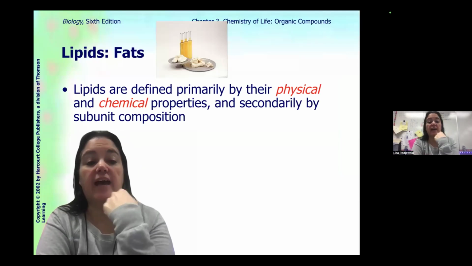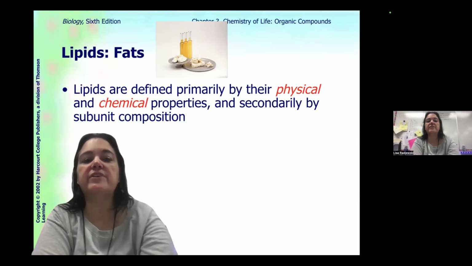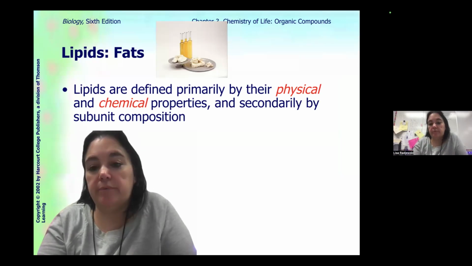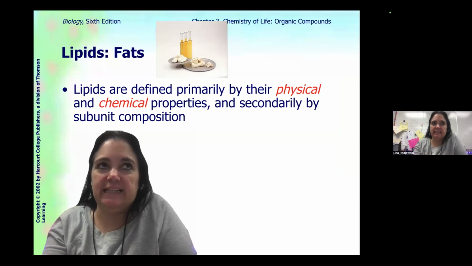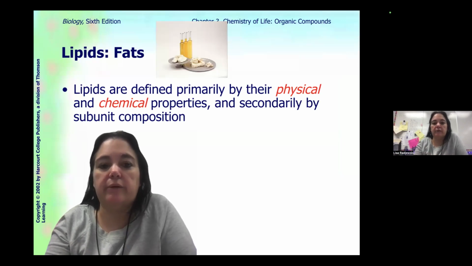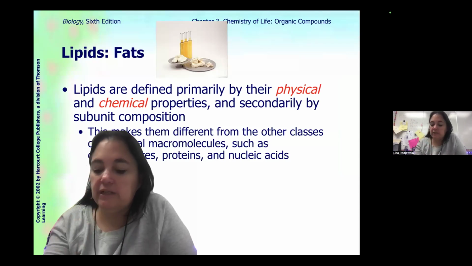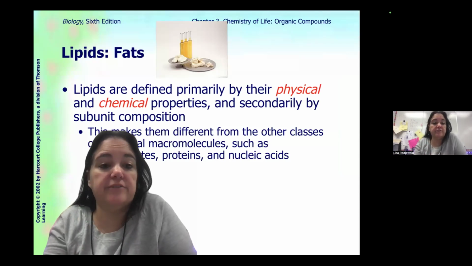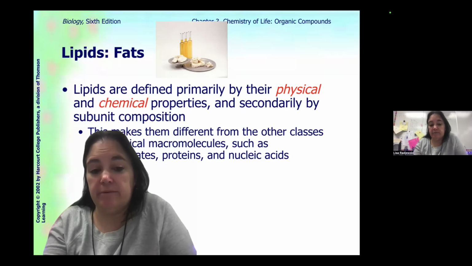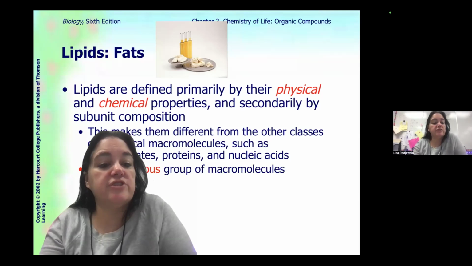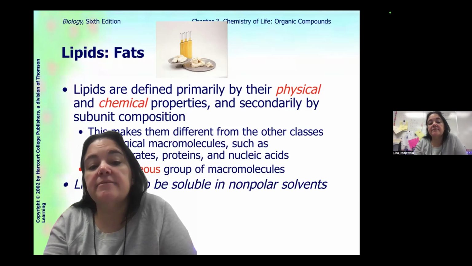So lipids are fats. They are defined primarily by their physical properties and their chemical properties. And then secondly, they're defined by what atoms they're made of. They're different from the other macromolecules that we'll be learning about. Completely different. You should be able to tell the difference between a lipid and a carbohydrate. They are heterogeneous, which means there's different kinds.